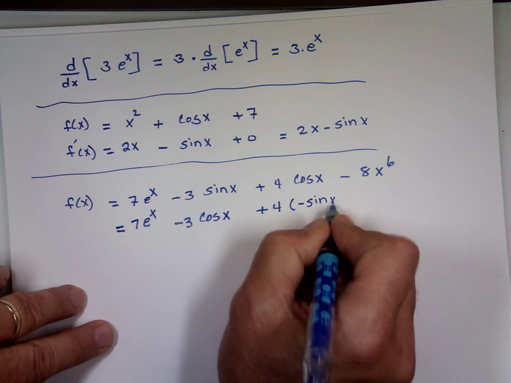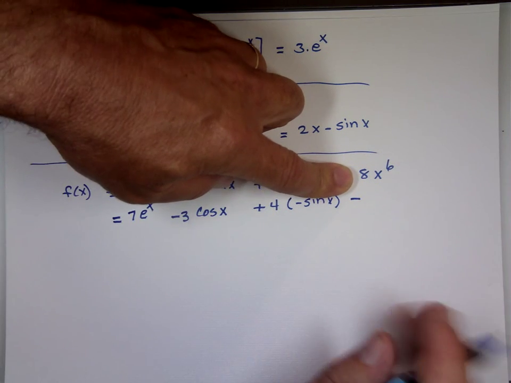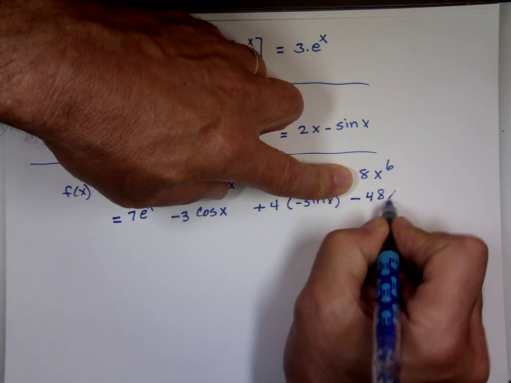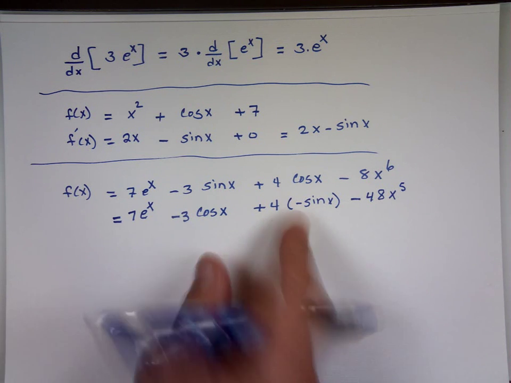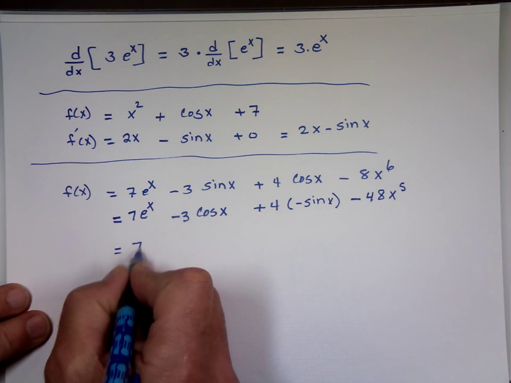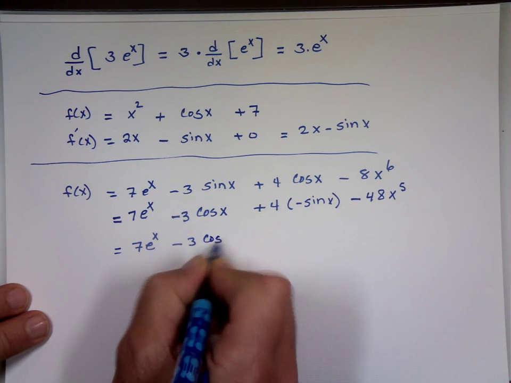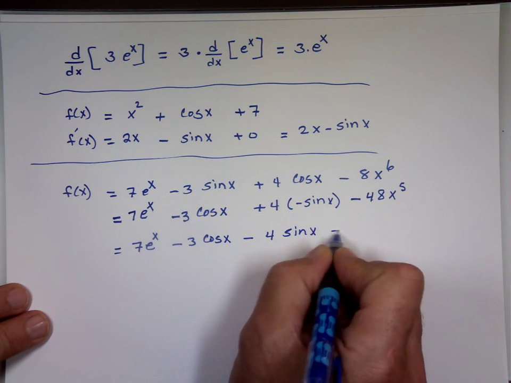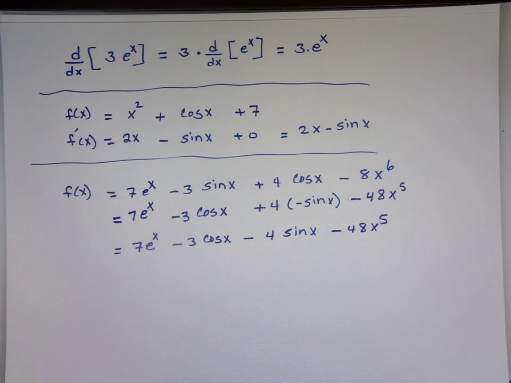There's the minus. What's the derivative of 8x to the 6? 8 times 6? 48. X to what power? 5. So if you clean that, I don't like the plus 4 minus sign. That looks silly. So I can rewrite that as 7 e to the x minus 3 cosine x minus 4 sine of x minus 48 x to the 5th. That's the answer. That's it.